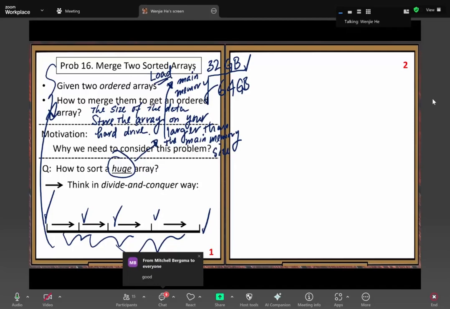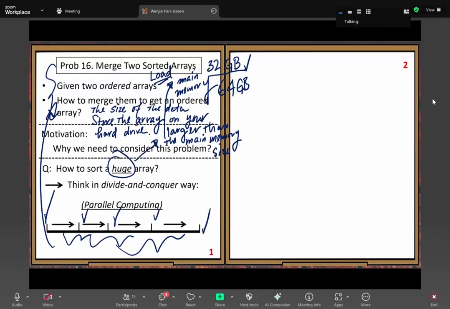We are ready to do the merge sort. So now you understand why we need to do this kind of operation, and another way people can do parallel computing. All right. Here we do not go very far in that direction.